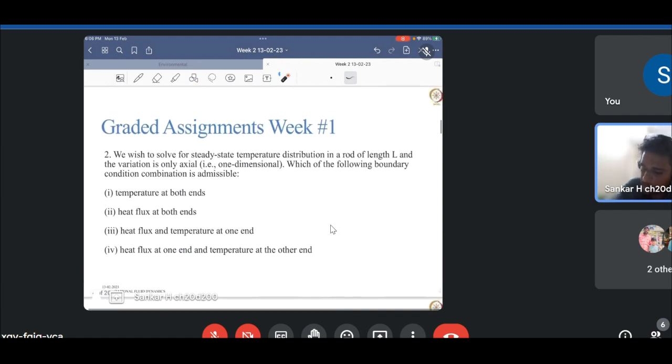Moving on, the second question is, we wish to solve for a steady state temperature distribution in a rod of length L, and the variation is only axial. That means it's a one-dimensional problem. Which of the following boundary conditions is admissible? Now, when this question is framed, we have to consider the problem in a CFD manner, not as an analytical solution. Among the options given below, we have to assume that these are multi-correct options.